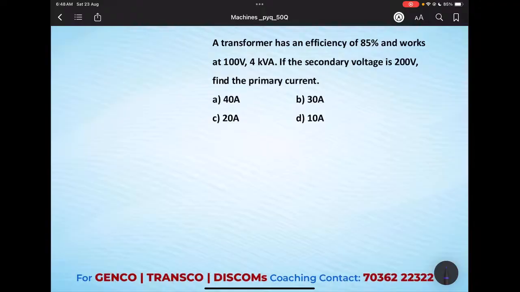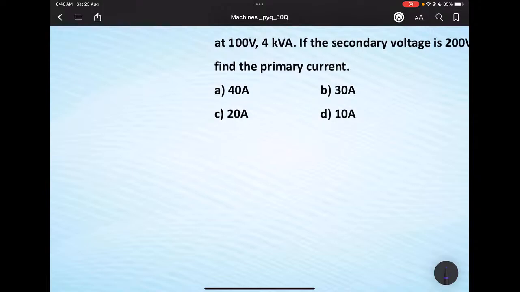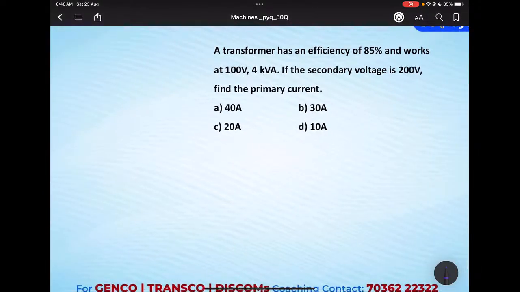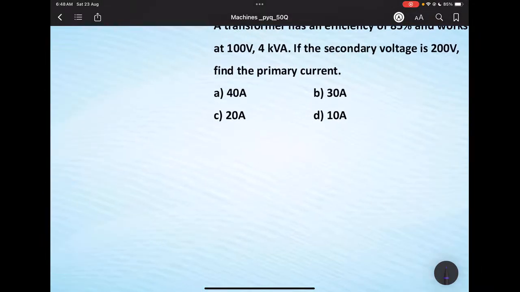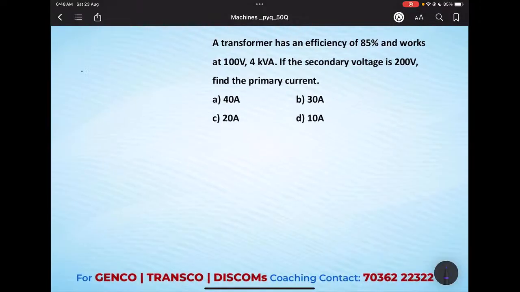The next question is about a transformer that has an efficiency of 85% and works at 100 volt, 4 kVA. If the secondary voltage is 200 volt, find the primary current. The concept is the calculation of primary current.